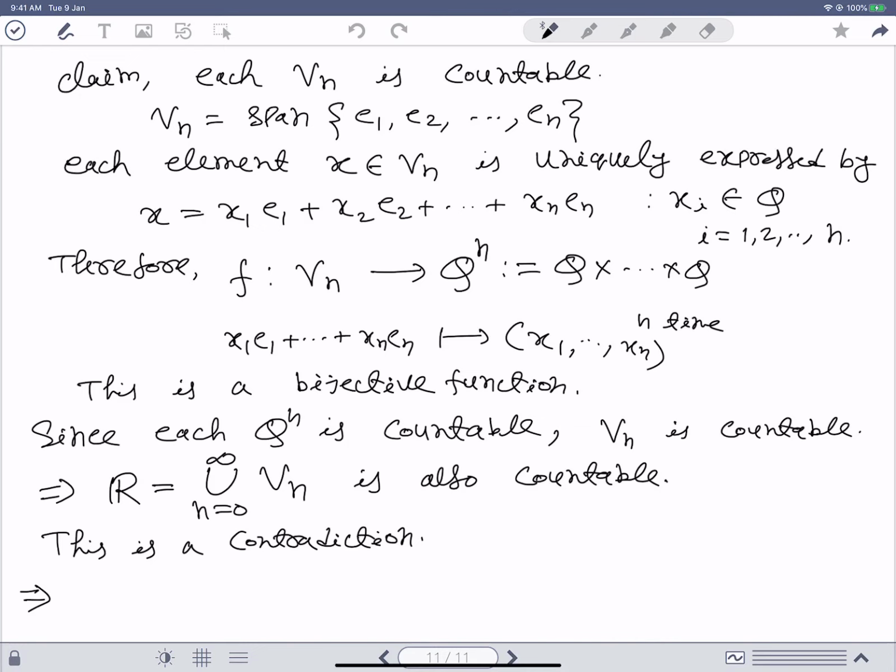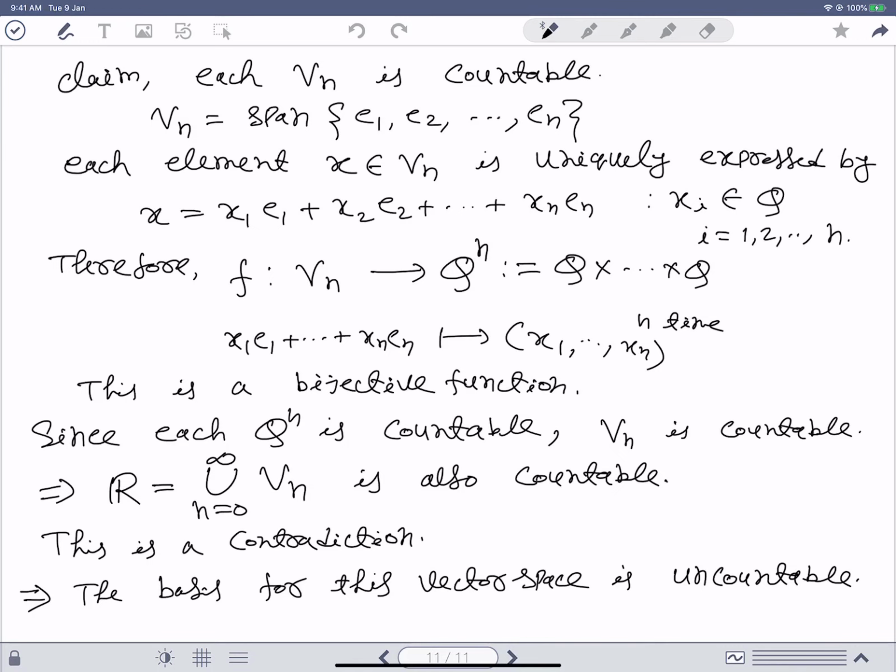Therefore, the basis for this vector space is uncountable, right?